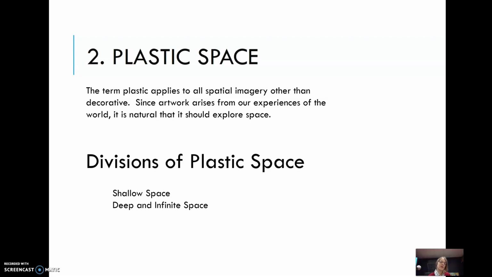Okay, so there's number 2, we're going to talk about plastic space, all right? Now the term plastic applies to all spatial imagery other than decorative. Since artwork arises from our experiences of the world, it is natural that it should explore space. So any other type of artwork that depicts space is known as plastic space, okay? Now, there are 2 divisions of plastic space: shallow space and deep and infinite space, okay? And we've talked about shallow space and deep space before. So, we're going to talk a little bit more in depth about it today.